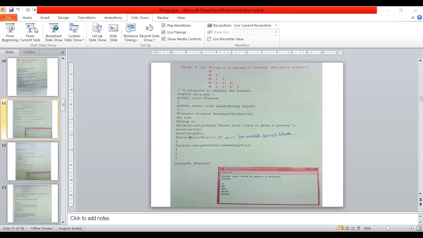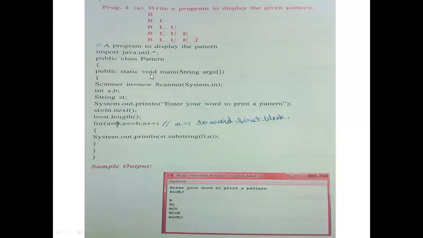I'll share this presentation now. Can you see my presentation? Yes, sir. See, display the given pattern. See BlueJ, the pattern they want, not BLUEJ like the last program. To print one by one character, we use the caret function, right? But here we want the string pattern like this.